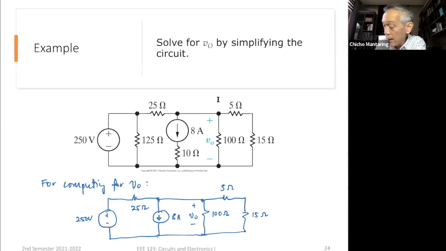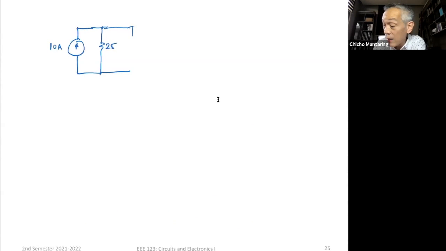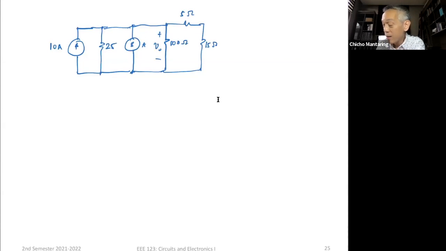Okay. And then now I have an 8 ampere. And then I have my 100 ohms, 5 ohms, 15 ohms, and then this is my V sub O. No? Okay. Anong pwedeng gawing next? What can I do next? Yeah, Mr. Norio, no? Since naumpisahan mo na, what can I do next?